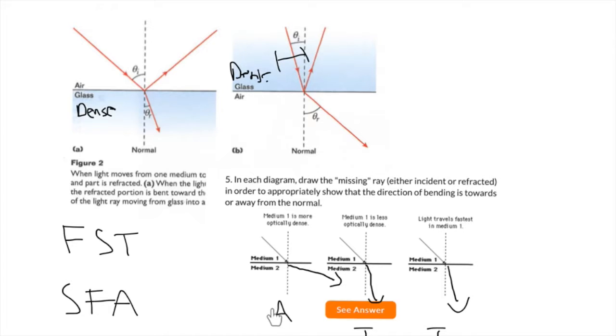Okay, here are the answers. In the first situation, since light is speeding up when it gets to medium 2, it goes away from the normal. So we're going slow, fast, away, SFA. Here we have light coming in, and since medium 1 is less dense, that means medium 2 is more dense, so light slows down, so the ray of light will bend towards the normal. And in situation 3, light travels fastest in medium 1, so it's faster here, slower here, and that again is towards the normal. So that's how refraction conceptually works.